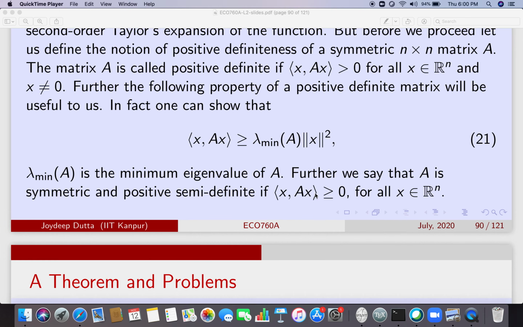Positive semi-definiteness, again we are repeating, is that the quadratic form is greater than or equal to 0. So what does it mean? If a matrix is positive definite, then all the eigenvalues are positive. If it is positive semi-definite and not positive definite, then the minimum eigenvalue, the last eigenvalue, at least has to be 0. That's the meaning.